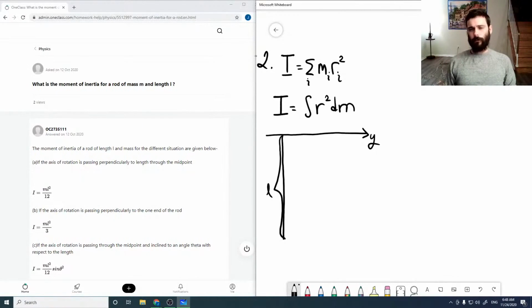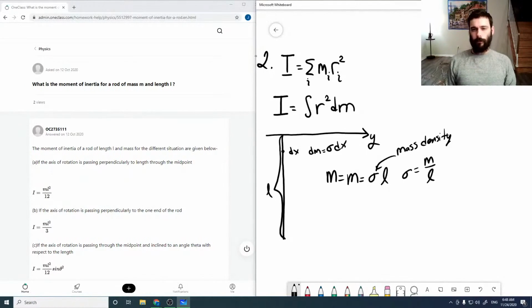Our mass is m, but I'm going to call it sigma L, where sigma is our mass density, and this is a length density since it's a one-dimensional object. So the total mass is just the density times the length, or sigma is mass over length. But if we consider an infinitesimal mass at some dx, then the dm will just be sigma dx, right? Because that's our conversion factor between a small length dx and a small mass dm.